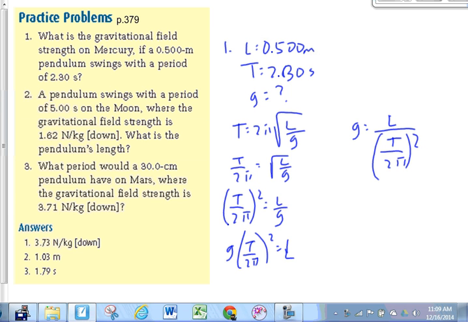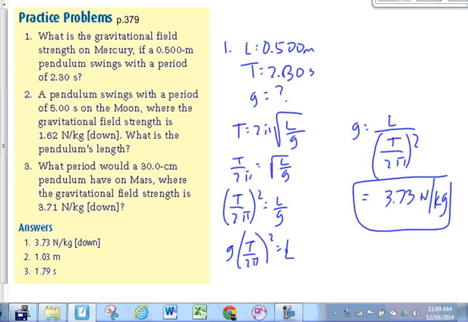All right, so multiply 2 times pi. Get a number for it. T over that number. Get a number for it. Square it. Get a number for it. Then take L over that number. Get a number. And it should work out to be 3.73. We could say newtons per kilogram as they do here, or we could say meters per second squared. Either one of those works.